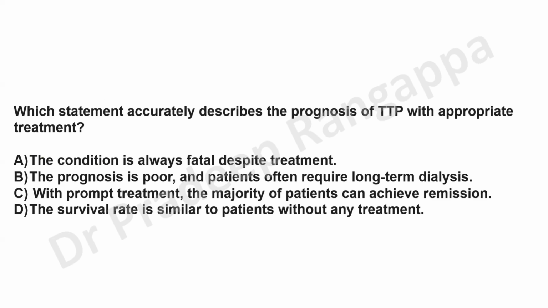So this possibly is the last question. Which statement accurately describes the prognosis of TTP with appropriate treatment? The condition is always fatal despite treatment. The prognosis is poor and patients often require long-term dialysis. With prompt treatment, the majority of patients can achieve remission. The survival rate is similar to patients without any disease.